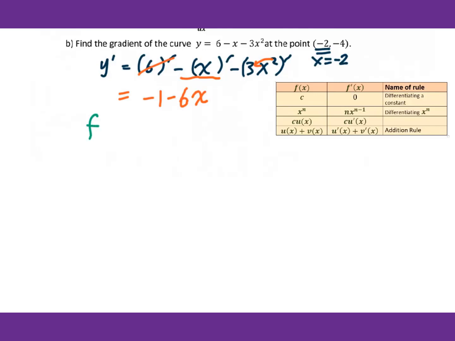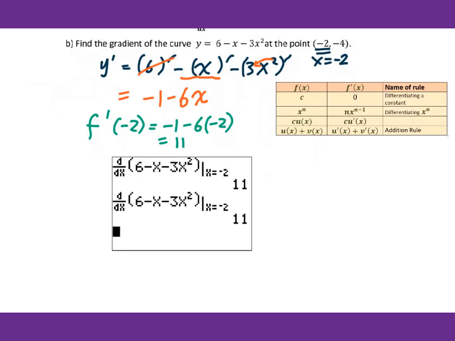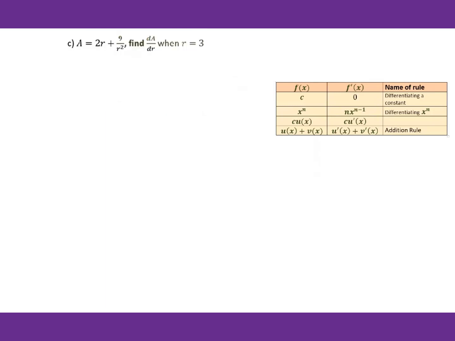Then you plug this negative 2 into this derivative function. Negative 1 minus 6 times negative 2 equals 11. While you put it into a calculator, you will get 11 too. Now let's go to C.